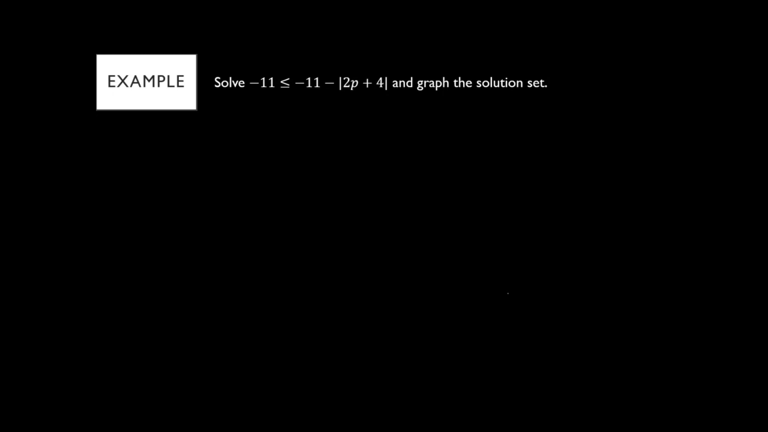So if we want to have the absolute value on the left side versus the right side, all we need to do is change directions of stuff, and then we change the inequality. It would still be negative 11 minus the absolute value of 2p plus 4, but the inequality symbol changes direction, but everything else stays the same. So we end up with negative 11 minus absolute value of 2p plus 4 greater than or equal to negative 11, if we want to have that absolute value on the left instead of the right.